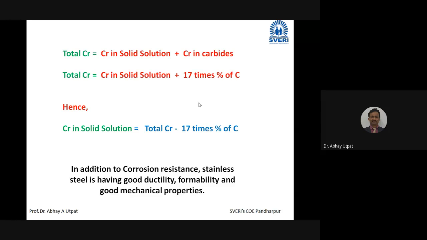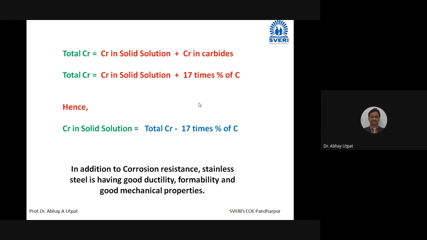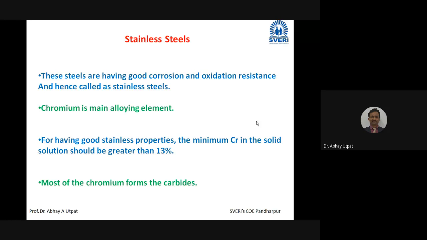So depending upon it, we can check if out of this quantity of chromium which we have added, this much chromium has participated as a solid solution strengthener, and this much chromium has contributed as a carbide former. For having good stainless properties, maximum chromium should be in solid solution, and that amount is also given. See the previous slide, that is 13%. It is given here. So the minimum chromium in the solid solution should be greater than 13%. Then it will have good stainless properties.